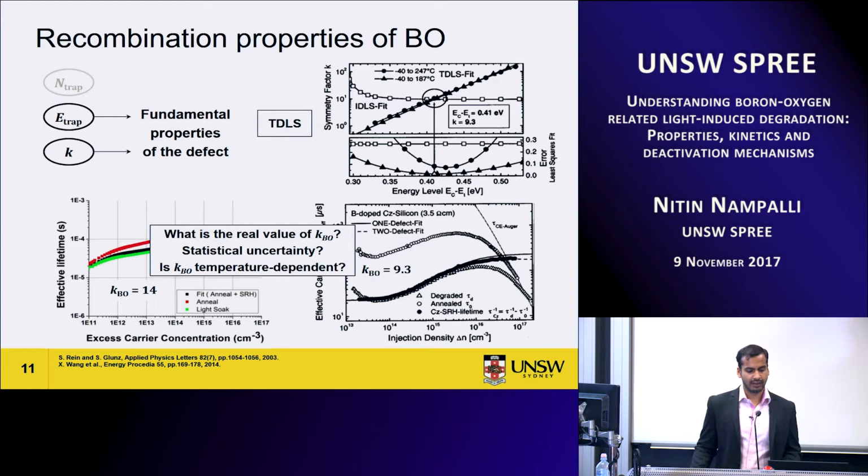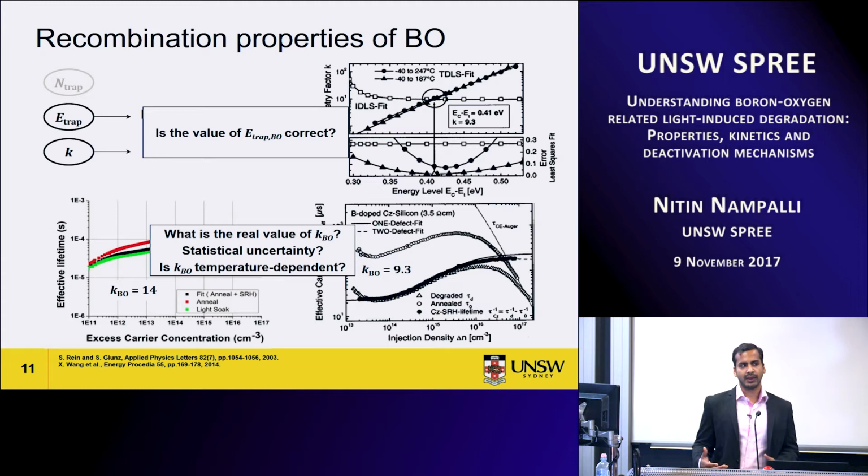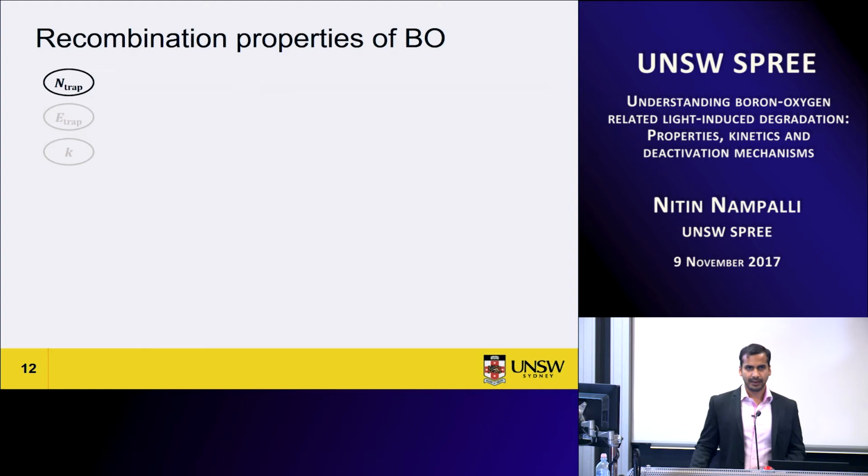And if we consider the temperature dependence of things, if the K value is not quite right or there's some uncertainty in it, it could also mean that the trap level itself is not well known. So I'll be looking into those. Now if we consider the trap density, the trap density can be expressed using this equation here, which is a function, importantly, of the capture cross-section and not the ratio.